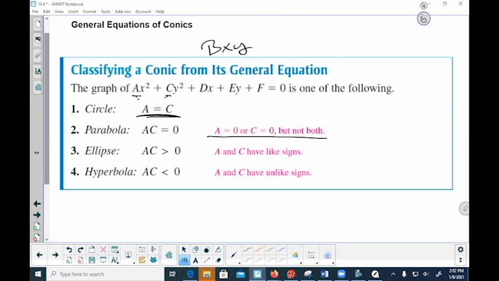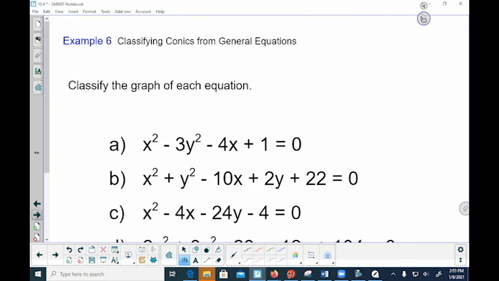All right. If I multiply A and C, and they have like signs, so they're either both positive or they're both negative, then it's an ellipse. And when they're both negative, I end up dividing by a negative and it ends up being positive, so life is still good. So if the signs are the same, then I have an ellipse. If the signs are different, so one's positive and one's negative, then it's a hyperbola. So when I'm looking at this, I'm literally ignoring the rest of the equation. Could care less about that.